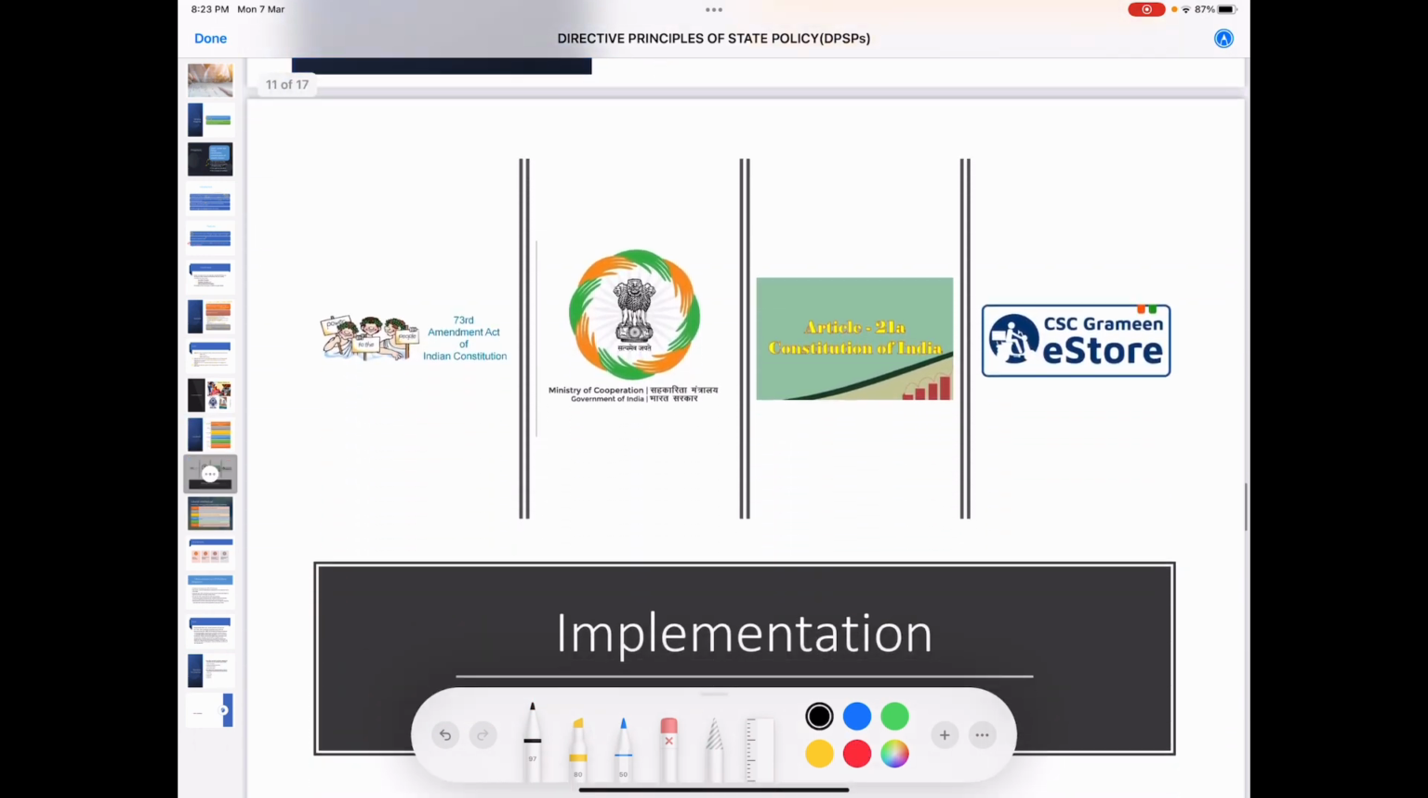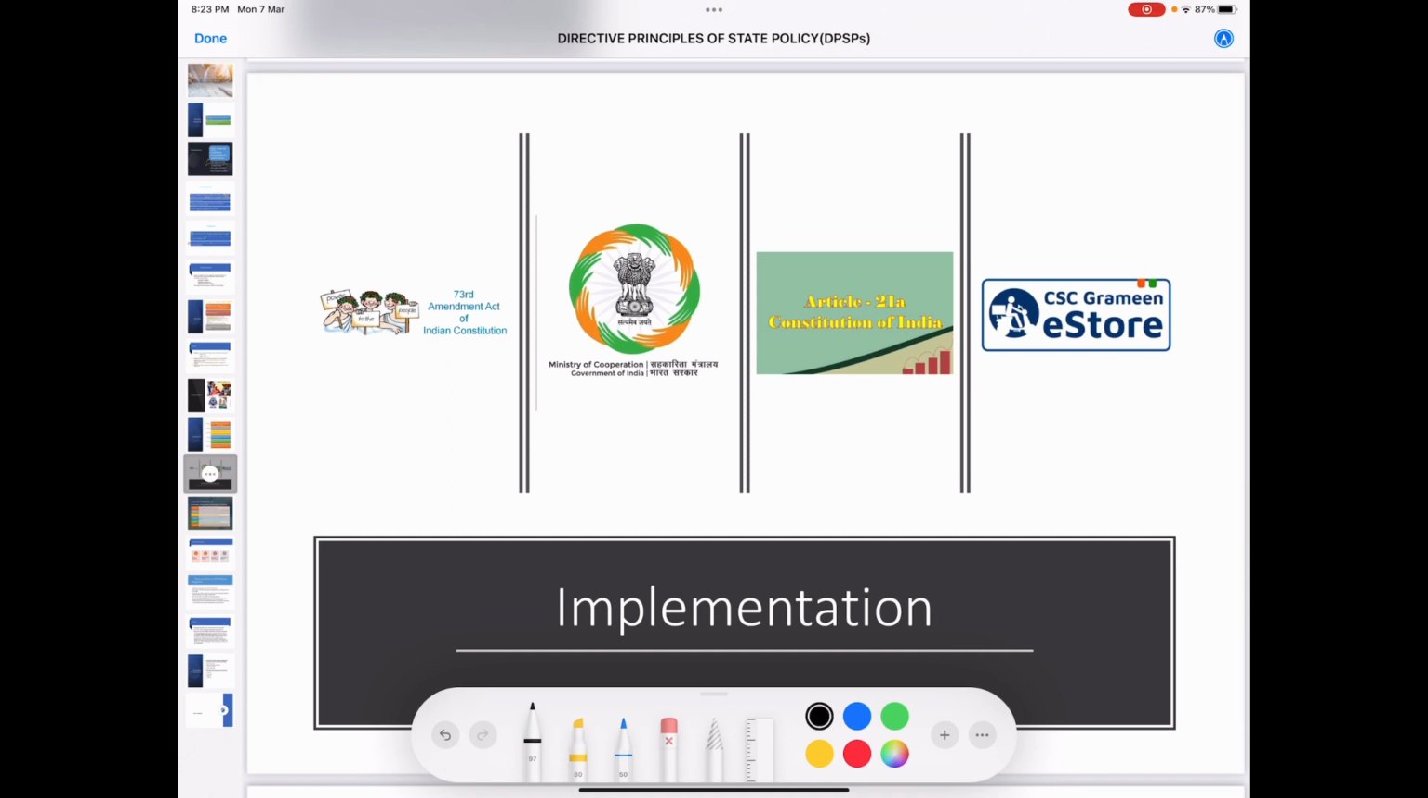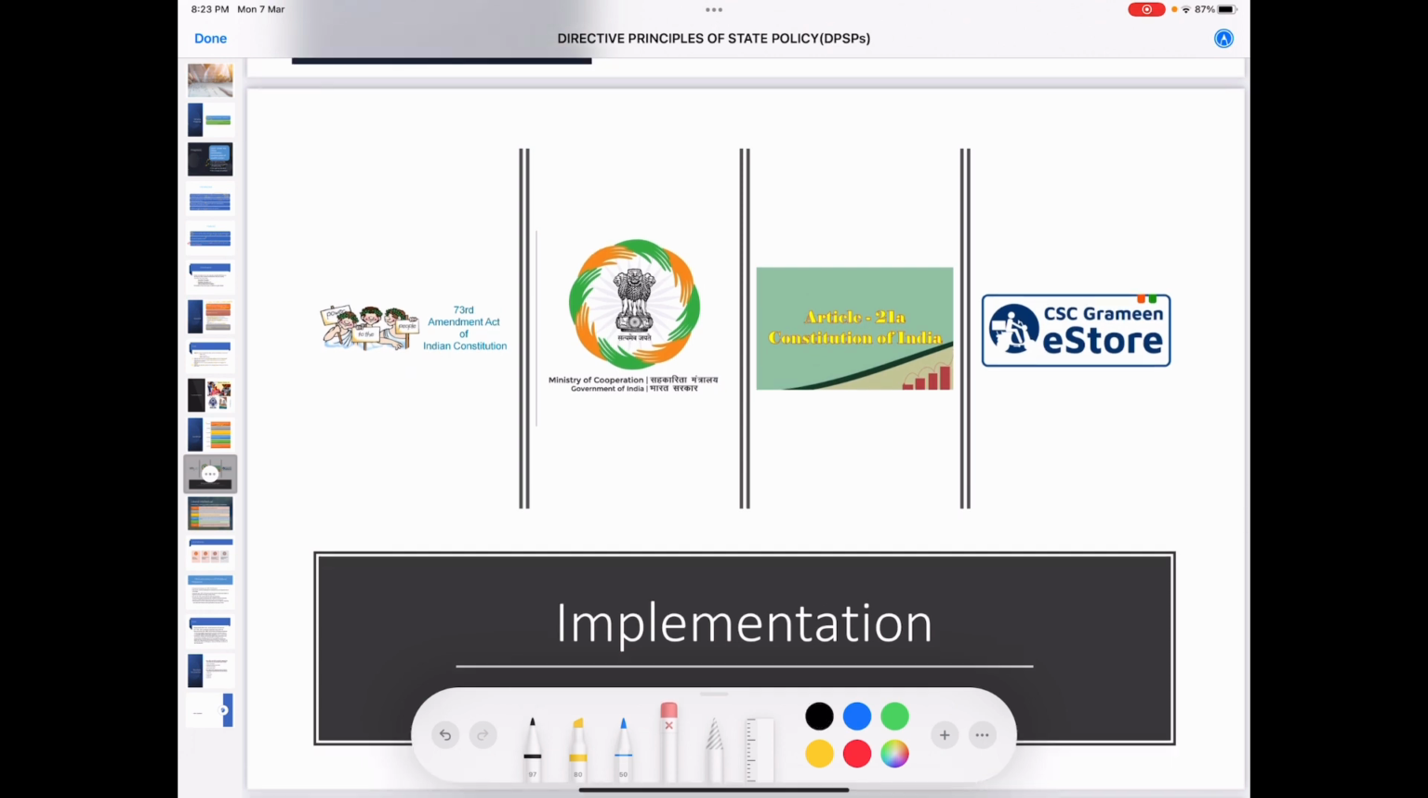Let's look at how the government has implemented these principles, that is, under which schemes the government has applied the articles we just read. First, obviously, the 73rd Amendment Act, that is your Article 40, right? Then the Ministry of Cooperation is working on the basis of the above articles that we studied. Article 21A of the Constitution, CSC, Gramin, Easto, and many other yojanas are based on these principles.